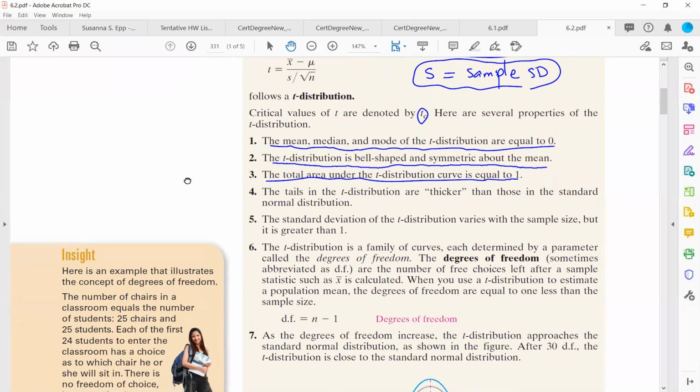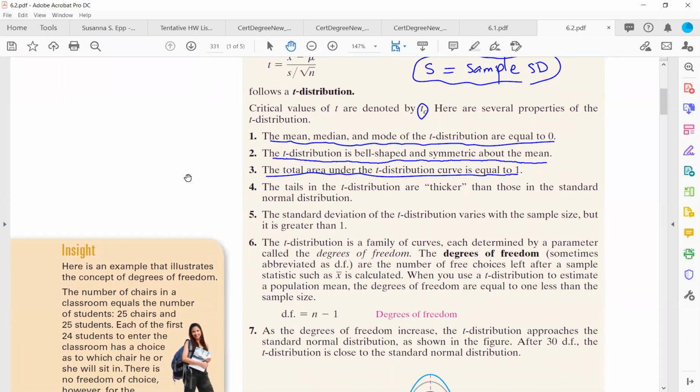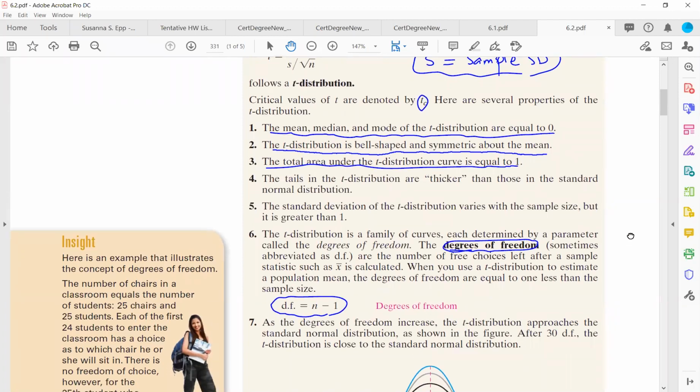When we're dealing with the T-distribution, we have to find the degrees of freedom. The degrees of freedom, sometimes denoted by df, are the number of free choices left after a sample statistic like X bar or P hat is calculated. When you use a T-distribution to estimate a population mean, the degrees of freedom are equal to n, the sample size, minus 1. That's how we calculate degrees of freedom.